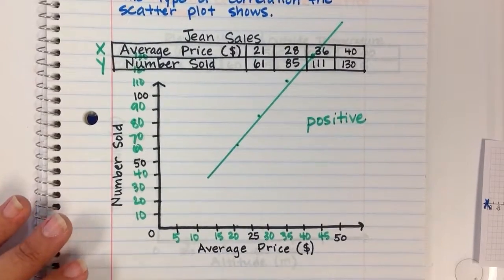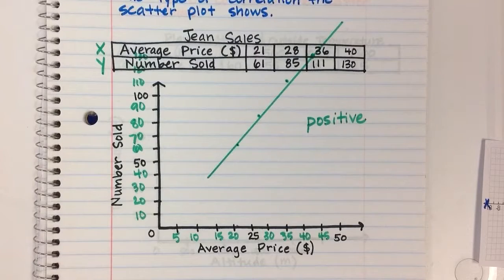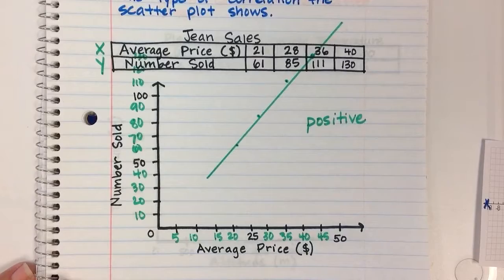So basically all you're doing is graphing the points that are given and determining if it's a positive correlation, a negative correlation, or no correlation at all.